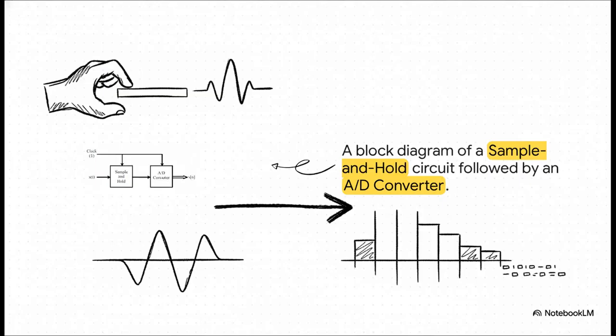And this is the actual hardware that makes it happen. The signal comes into a sample and hold circuit. Its whole job is to grab the voltage at one precise instant and just hold it perfectly steady for a fraction of a second, just long enough for the A to D converter next to it to do its job and figure out the right binary code.